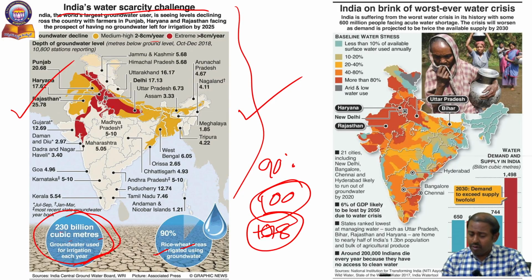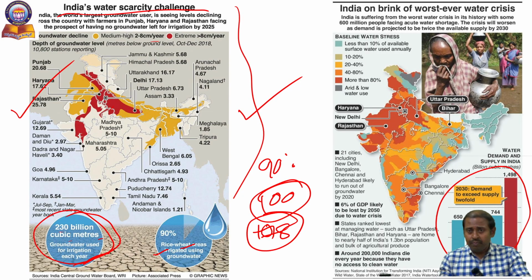So this graph shows that blue is the supply of water and red is the demand of water. The supply of water is 650 bcm, and in 2008 the demand is 634. It is almost very high. But this is the present situation; this is a future analysis.